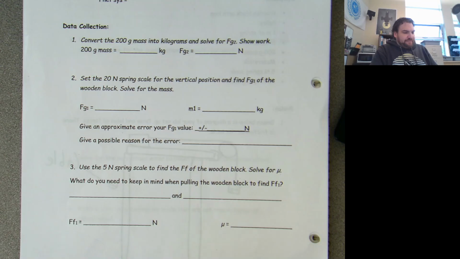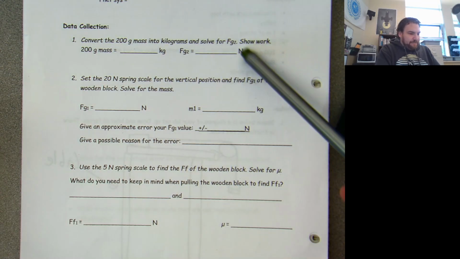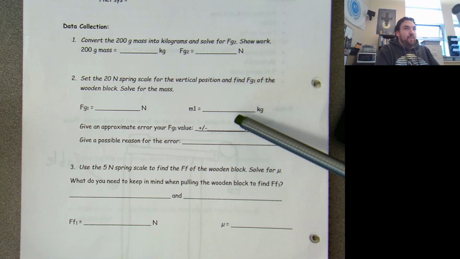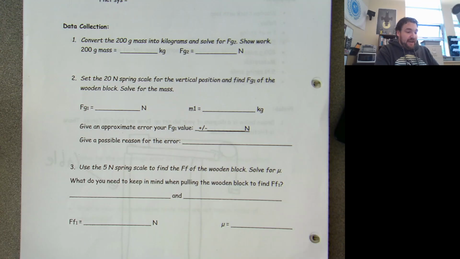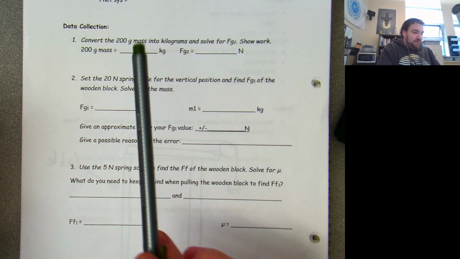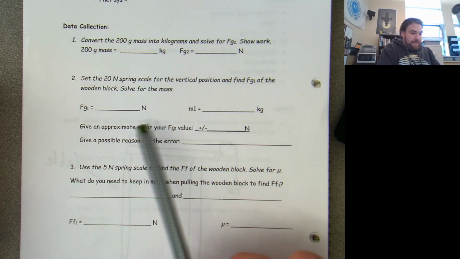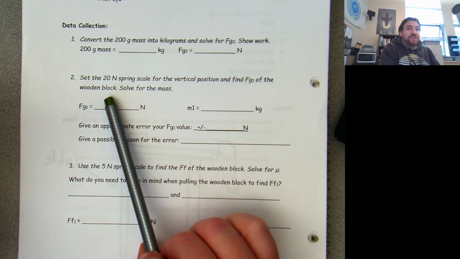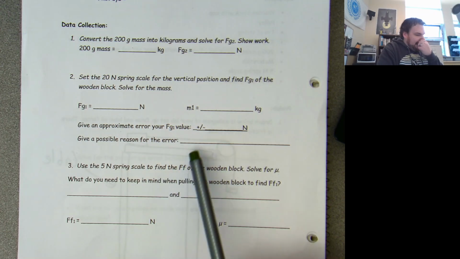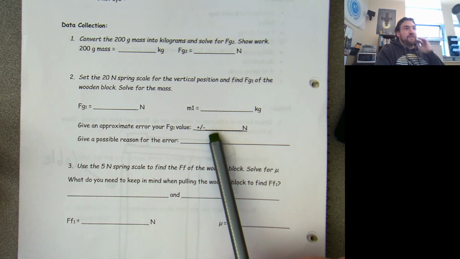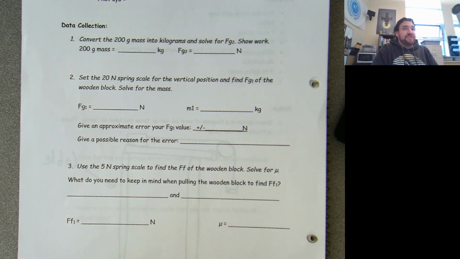Now, you're going to be measuring weights, not using kilogram or gram scales. You're going to be using the Newton scales that we have. You're going to find FG1 for the wooden block, not using the digital scales, but using your Newton scale. You're going to have to give me an approximate error for your value. It's not going to be possible for you to get it exact.